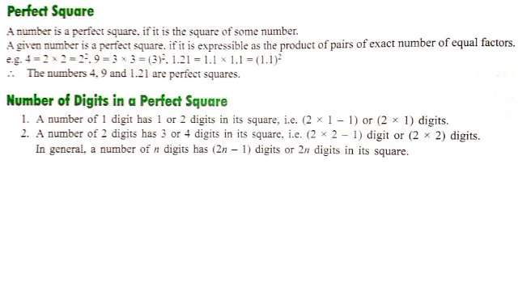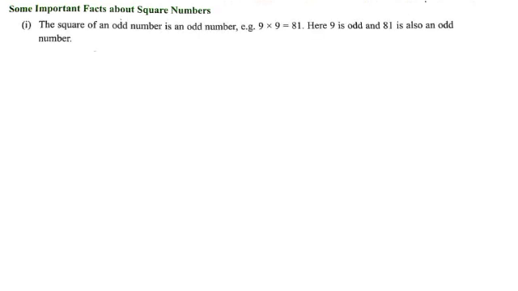In general, a number of n digits has 2n minus 1 digits or 2n digits in its square. Some important facts about square numbers. The square of an odd number is an odd number. Example, 9 into 9 is equal to 81. Here, 9 is an odd number and 81 is also an odd number.